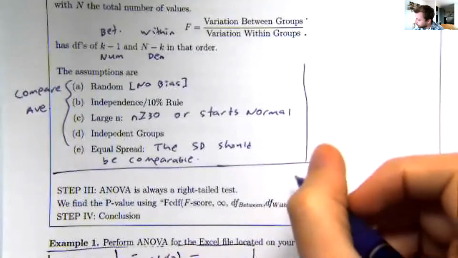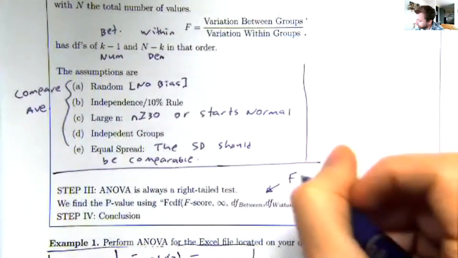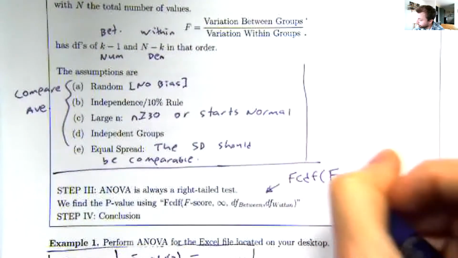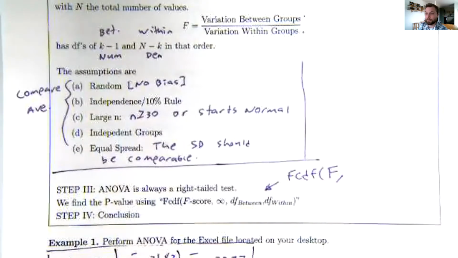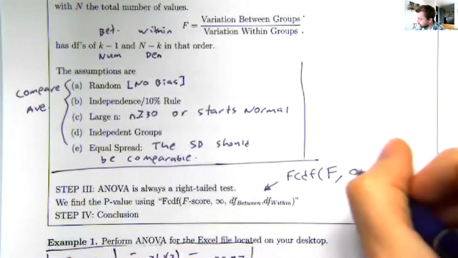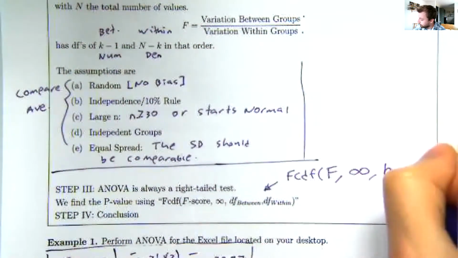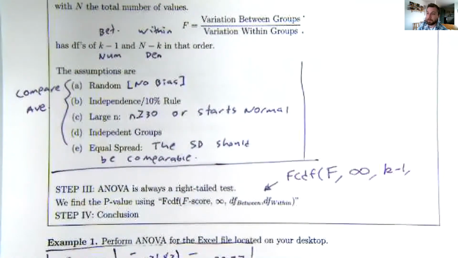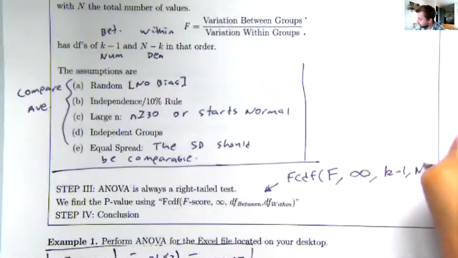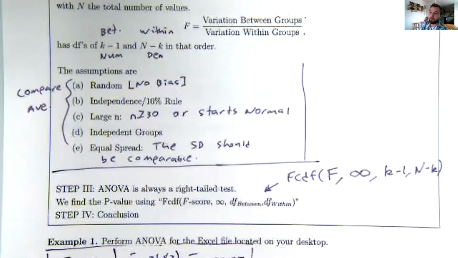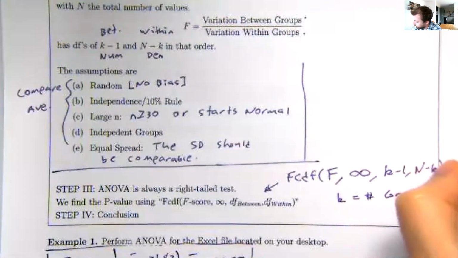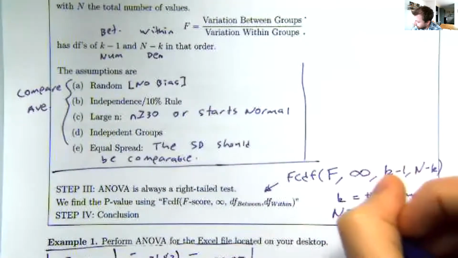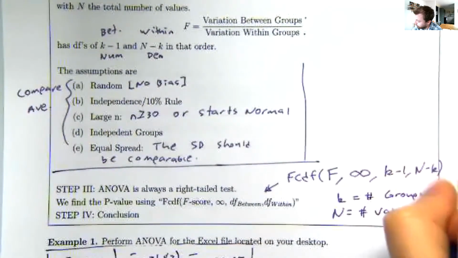This is always a right-tailed test. So when we look at this up in our calculator, it's going to be FCDF. Whatever we get for our F ratio or our F score or test statistic, those are all different names for the same thing. Comma infinity, because it goes to the right. First degree of freedom will be this K minus 1, number of groups minus 1. Second degree of freedom is the total number of terms minus the number of groups. So this K is equal to the number of groups. This N is equal to the number of values.